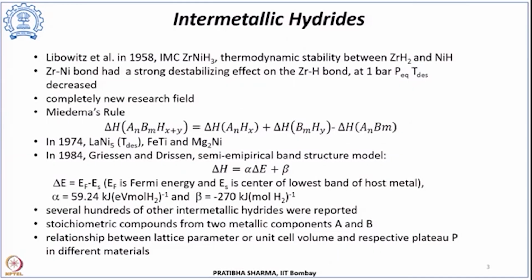Now, it was in the year 1958 that Libowitz et al. came up with a completely new class of materials. That was a major breakthrough in hydrogen storage materials. Prior to that, as we have seen, binary hydrides are not suitable for hydrogen storage. But when they came up with this class of materials, known as intermetallic compounds, they observed that these compounds reversibly react with hydrogen, storing hydrogen.